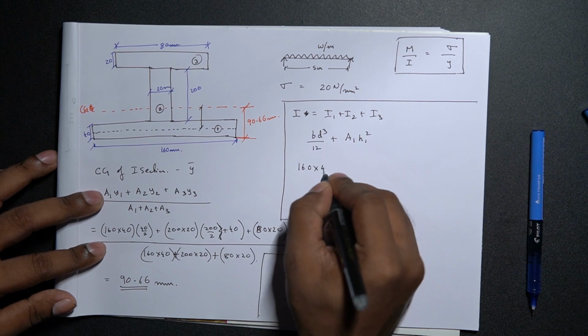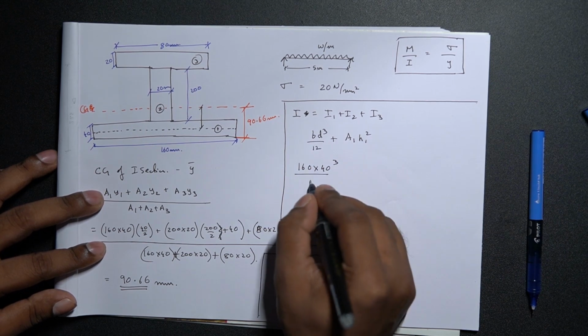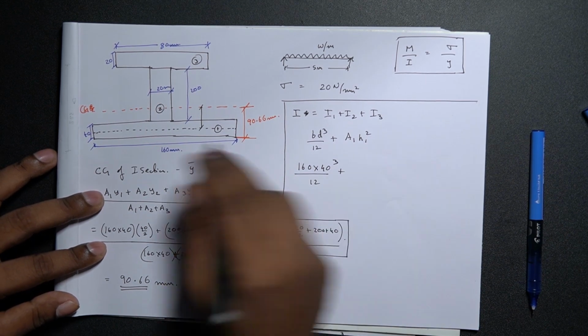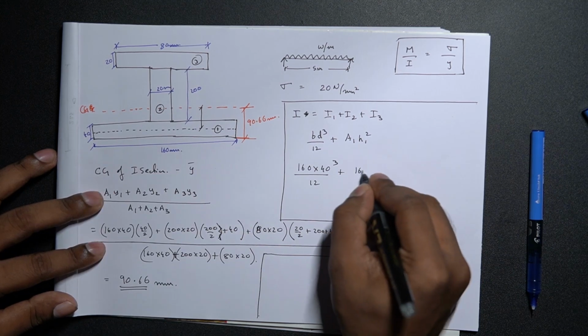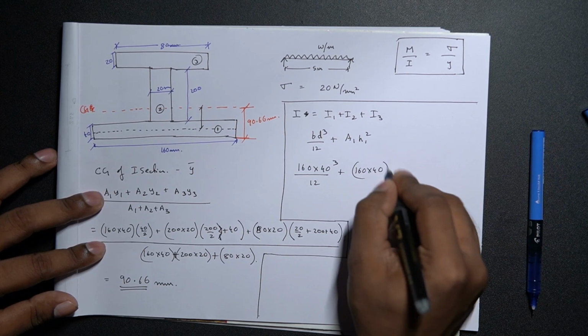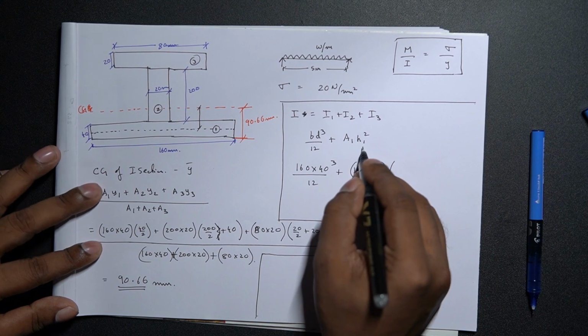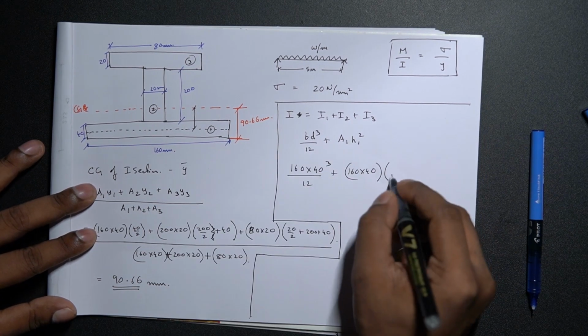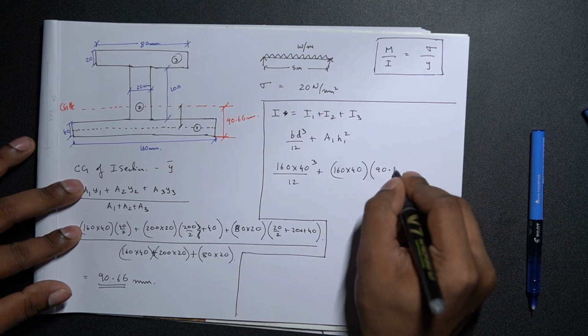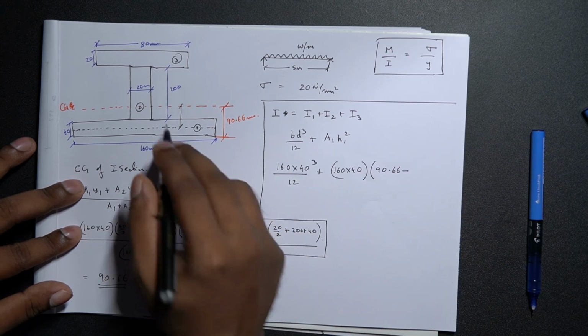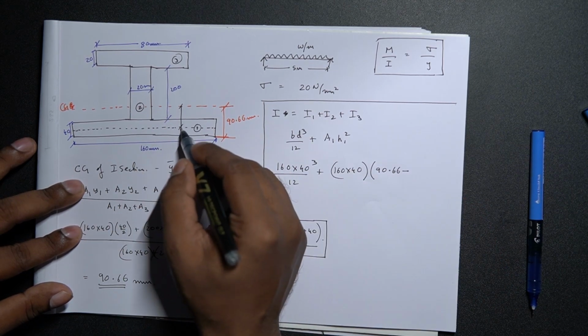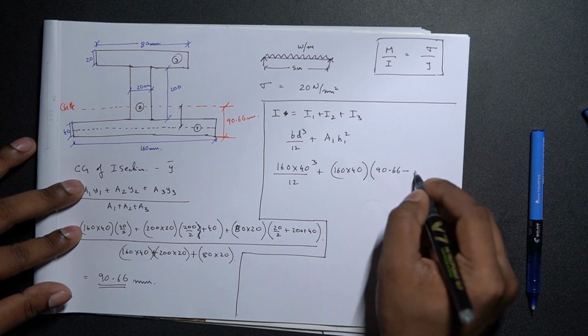160 times 40 cube by 12 plus A1, that is 160 into 40, into H1 squared, where H1 is the difference between the center of gravity of the entire I section, 90.66, minus the center of gravity of the individual section, that is 40 by 2.